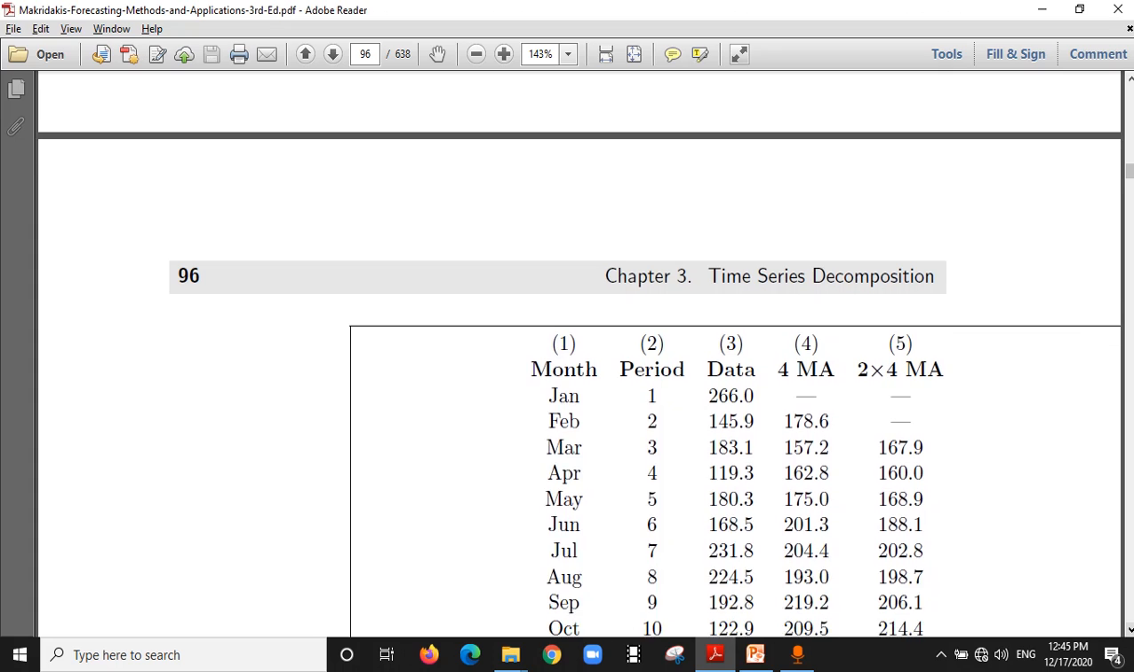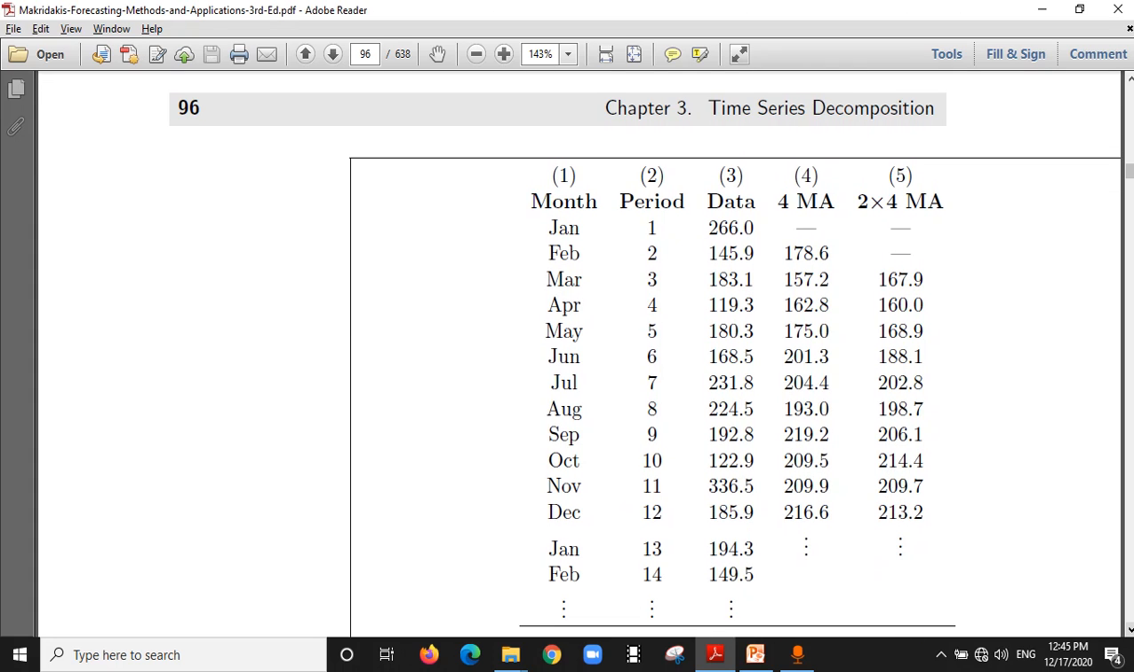This is our example. The first column is given, the second is given, and the third is given. Finally, we can make the 4 moving average and put the result in this table. And we will make the 2 times 4 moving average.